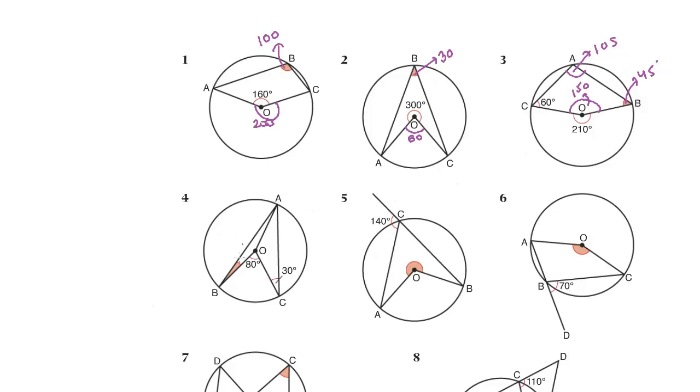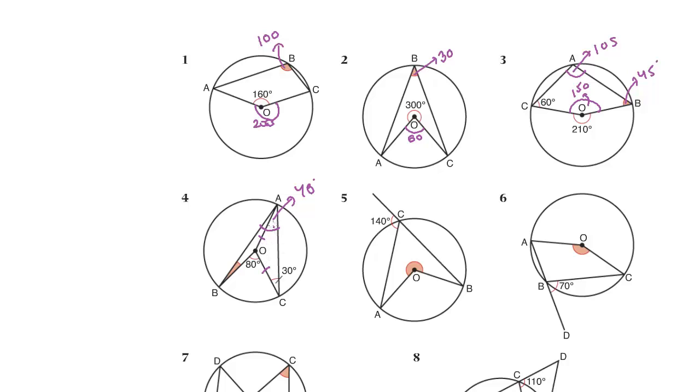Now question number 4, you have to find this angle. Now we know this is 80 degree. So if this arc makes 80 degree at the center, then this entire thing at the circumference has to be half of that. Angle at the center is double, angle at the circumference is half. So this is going to be 40 degree. Now we already know that this is 30 degree and this is a radius of a circle, this is a radius of a circle, so it's an isosceles triangle.